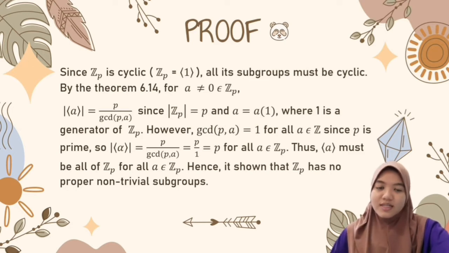However, the greatest common divisor of P and A is equal to 1 for all A in the set of integers, since P is a prime. So the order of the subgroup generated by A will be equal to P for all A in integer modulo P. Thus, the subgroup generated by A must be all of integer modulo P for all A in integer modulo P. Hence, it is shown that integer modulo P has no proper non-trivial subgroups.